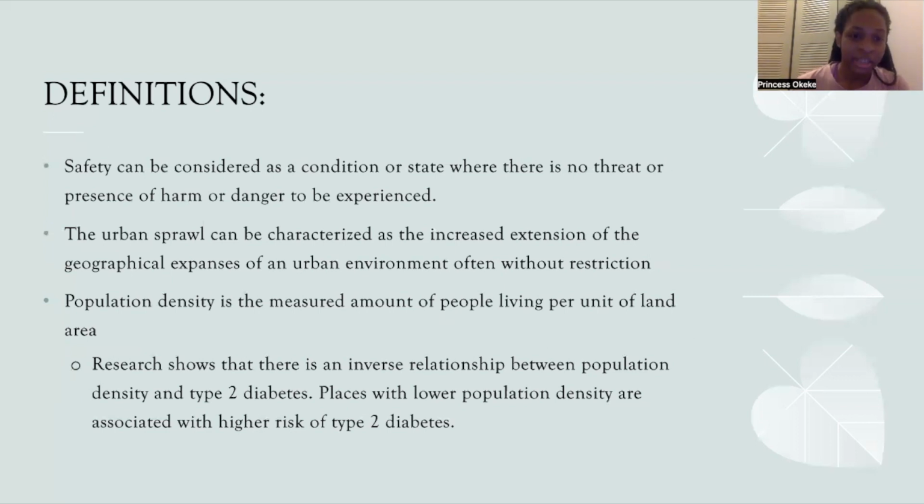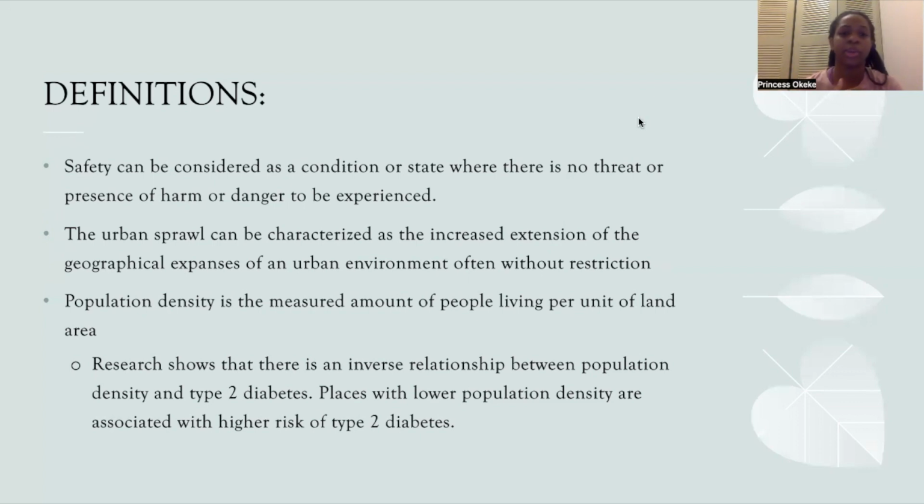The next are safety, urban sprawl, and population density. Safety can be considered as a condition or state where there is no threat or presence of harm or danger to be experienced. In this research, there were two things that I considered, and those were the person's perceived lack of safety and actual objective safety.